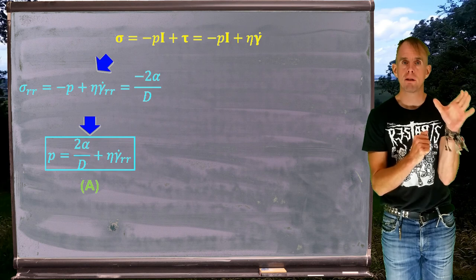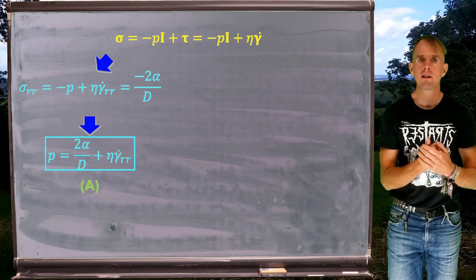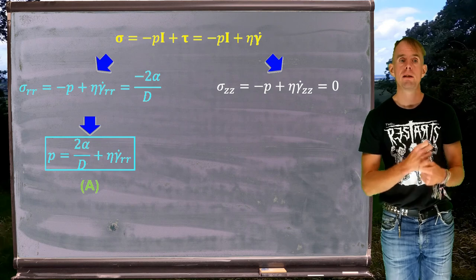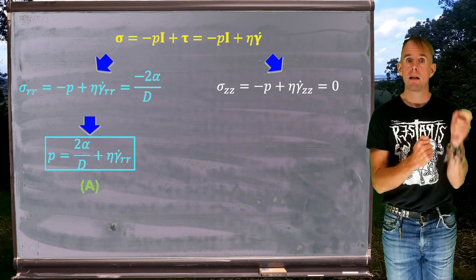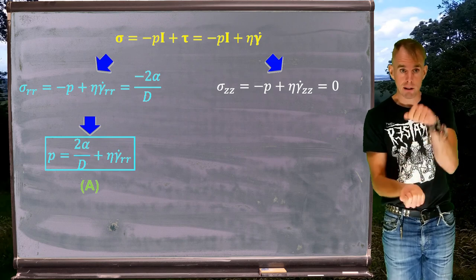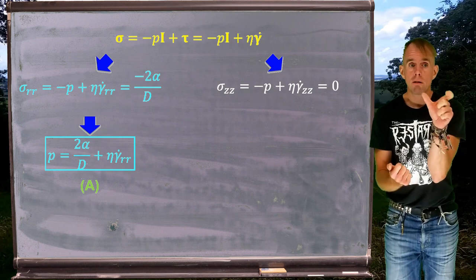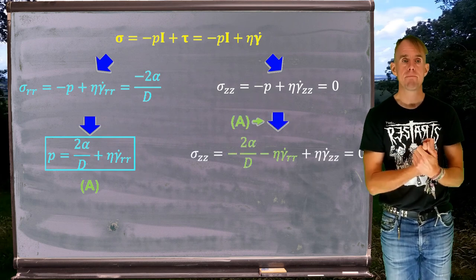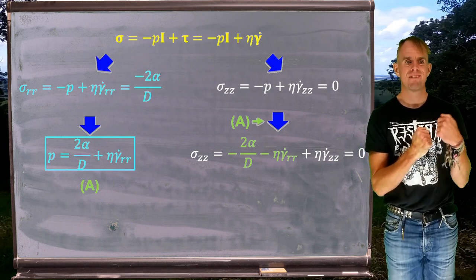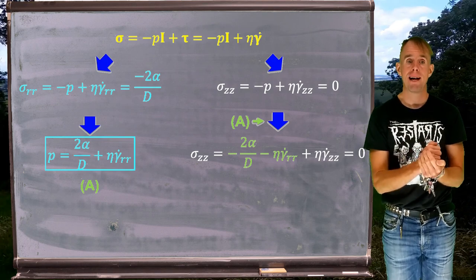Okay, so let's remember that result. Let's call that result A. Now let's look at stress in a different direction. Let's look in the axial direction, the axial normal stress, sigma zz. That again is going to be equal to the hydrostatic pressure P plus eta gamma dot zz, the rate of deformation in the axial direction, it's the elongation rate. And we know that's equal to zero. If we substitute our result for hydrostatic pressure in A, we can rewrite sigma zz now as a function of sigma rr and sigma zz. In green there is a result from A.